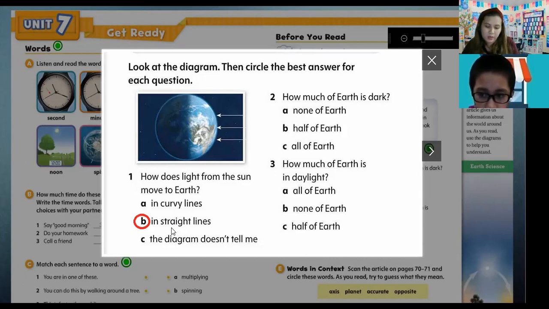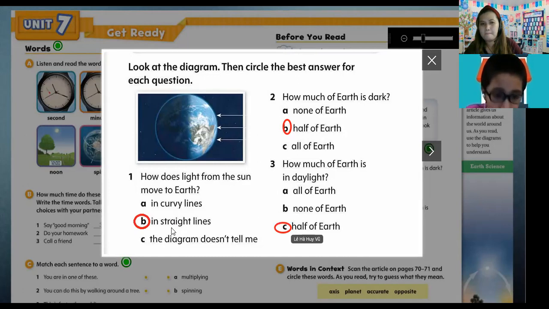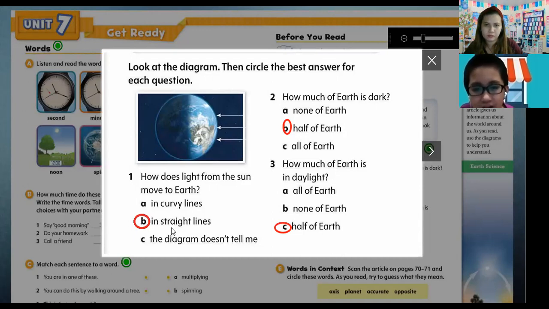How about number two? Please read number two and answer. Can you please read the number two question? How much of Earth is dark? Okay, so how much of Earth is dark? Half of Earth. So your answer is correct.